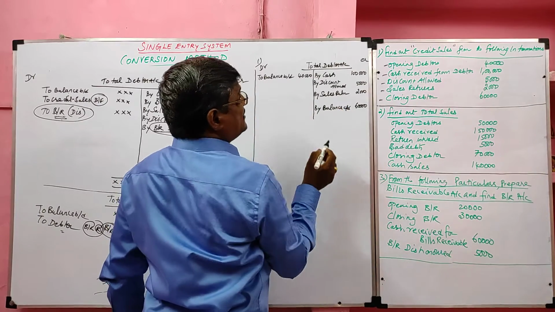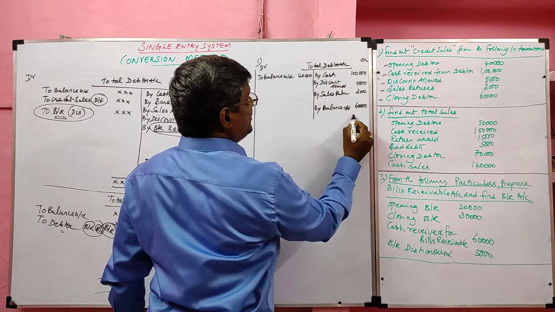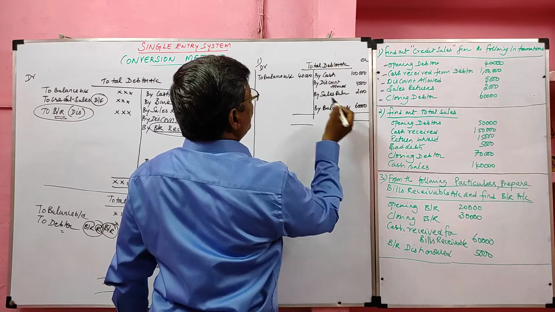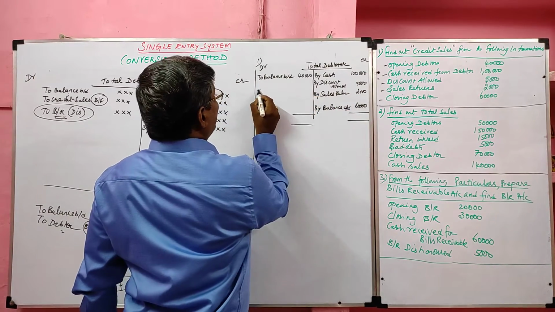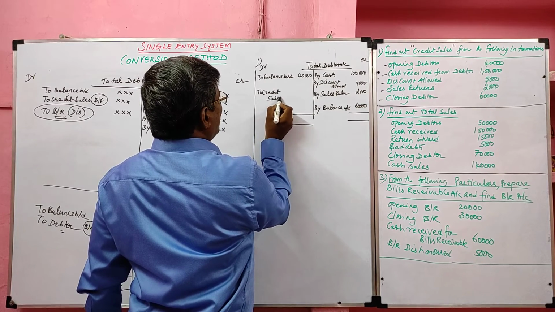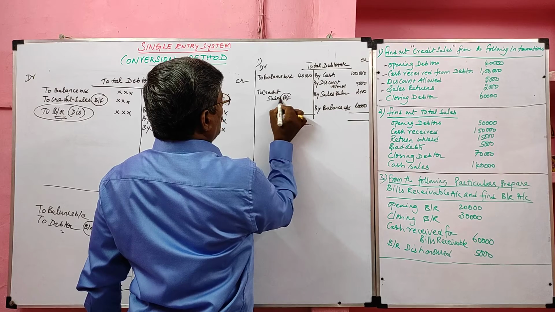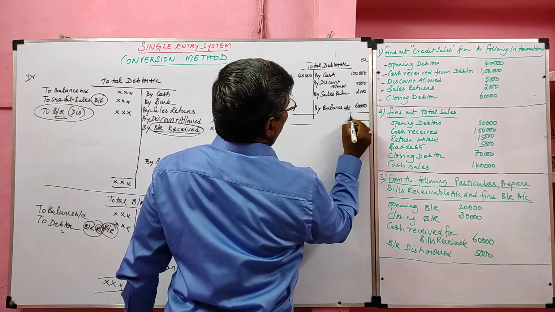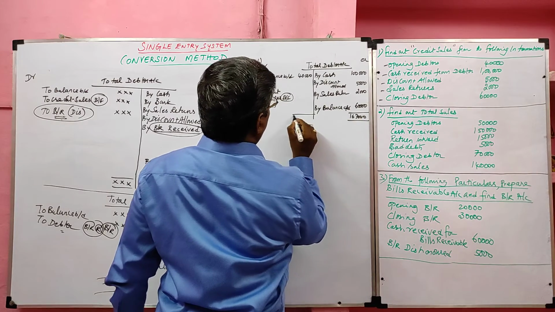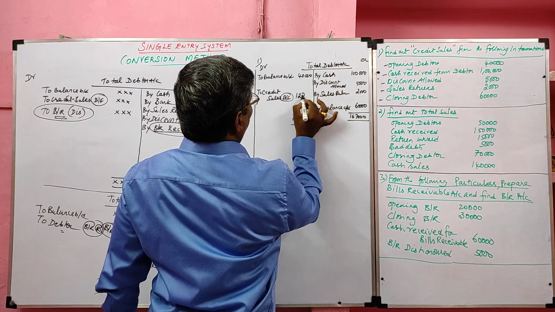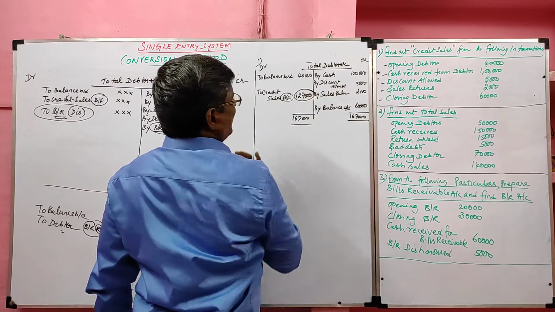If they ask credit sales, definitely in the total debtor account the credit side is heavier than the debit side. So definitely the credit side value is heavier than the debit side, because the credit sales lie on the debit side. So the balancing figure is the credit sales. Here 1,67,000 minus 40,000 equals 1,27,000 is the credit sales.